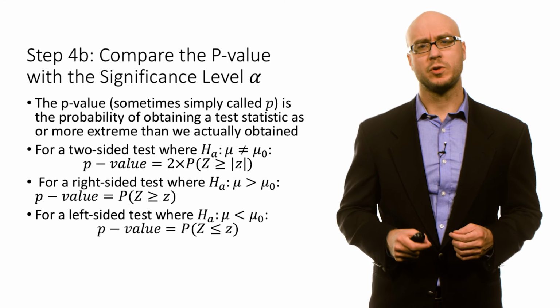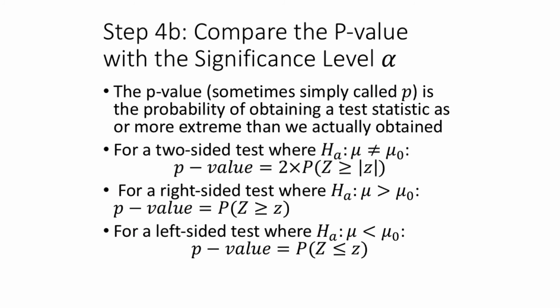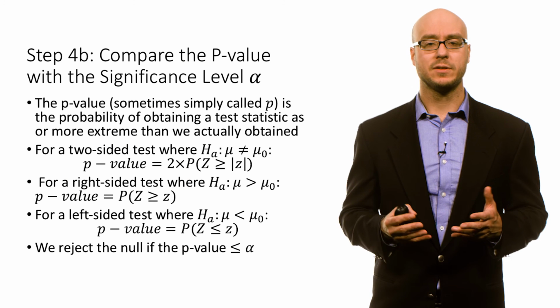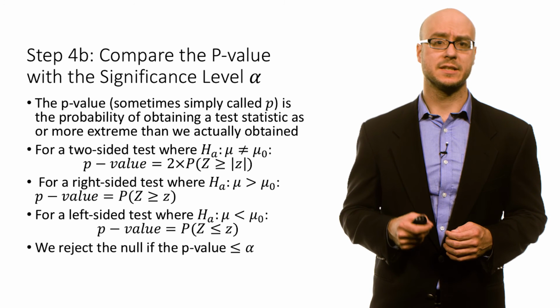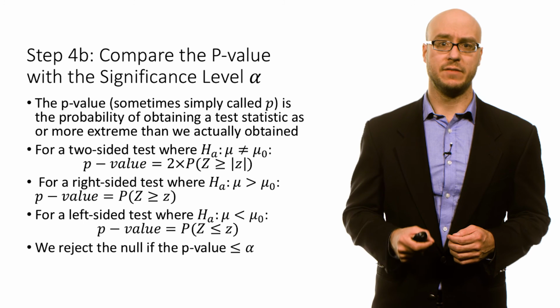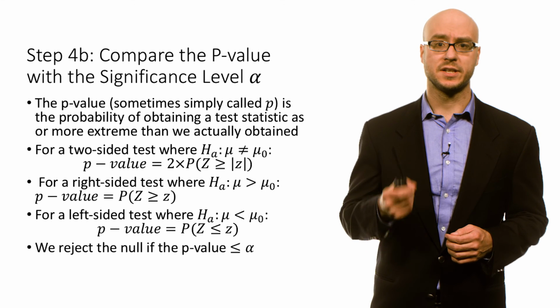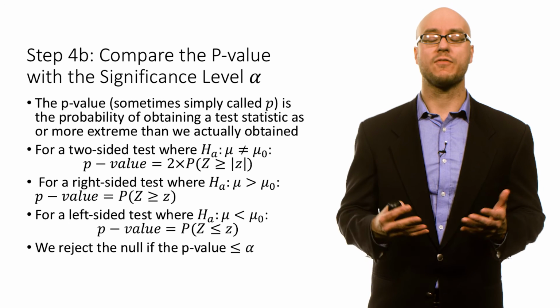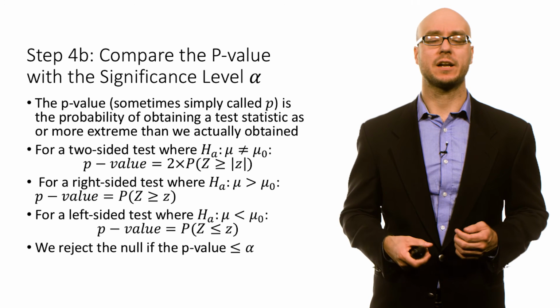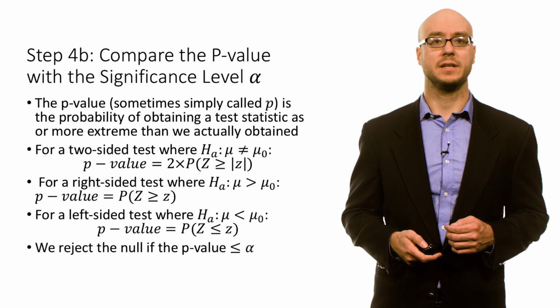For a left-sided test, where the alternative is that the population mean is less than the claimed value under the null hypothesis, the p-value or probability value is equal to the probability of obtaining a test statistic less than or equal to the test statistic we actually obtained. So in either of these instances, we reject the null if the p-value is less than or equal to the alpha criterion level. That's just the probability of a type 1 error. It's the significance level. And if we have a p-value less than or equal to alpha, then we say our findings are statistically significant and we reject the null hypothesis at that particular level of alpha.